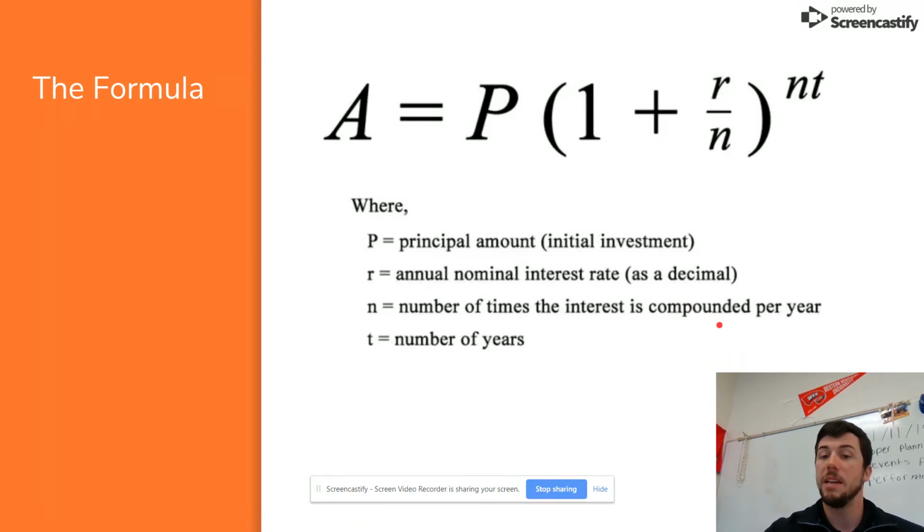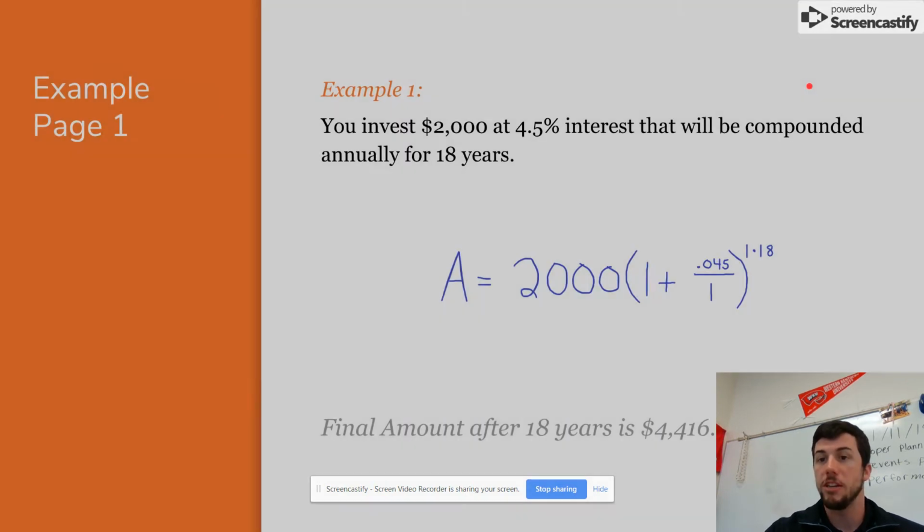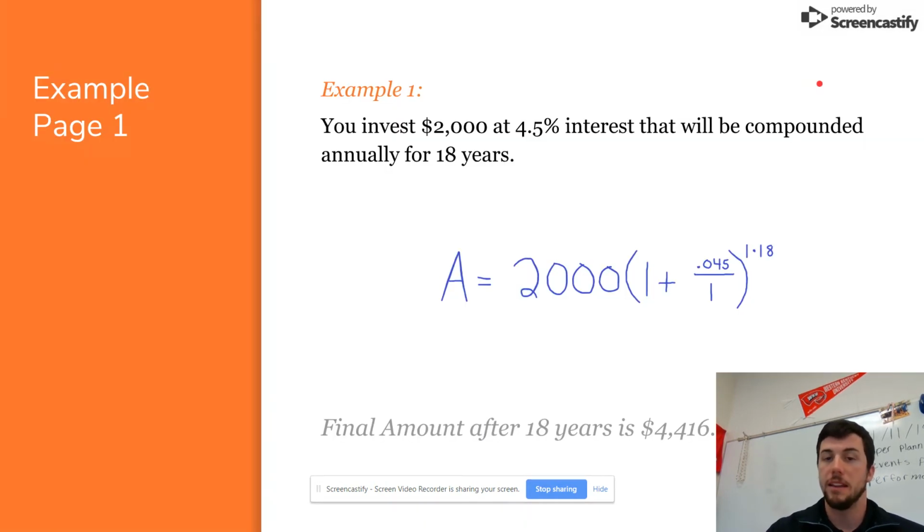So you need to know how many times a year your interest is being compounded. That not only shows up down here in the denominator, but it also shows up in the exponent. And then T represents the number of years that you're investing. So this is P times (1 plus R over N) to the power of N times T. There's technically a multiplication symbol between the N and the T.